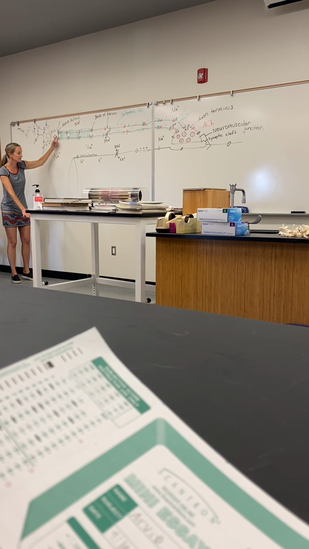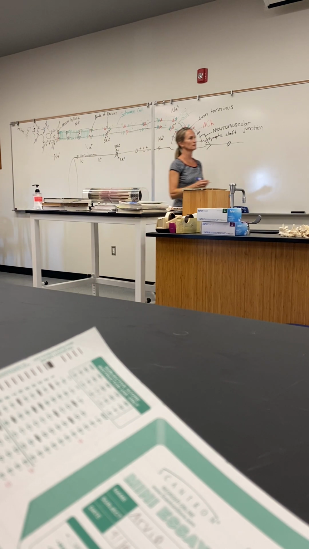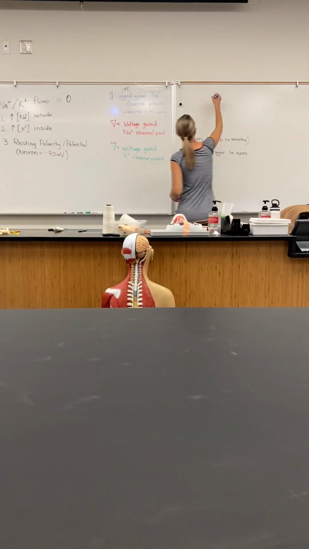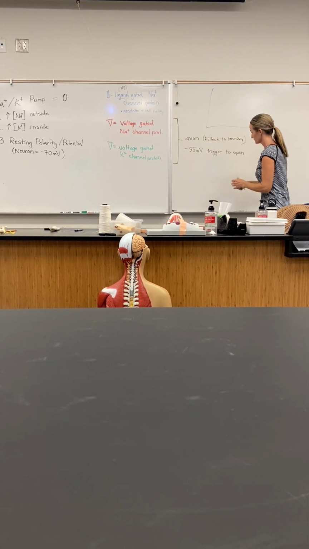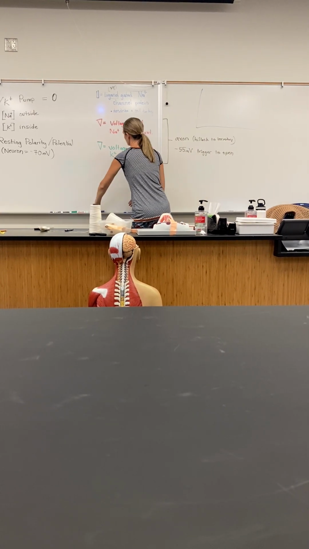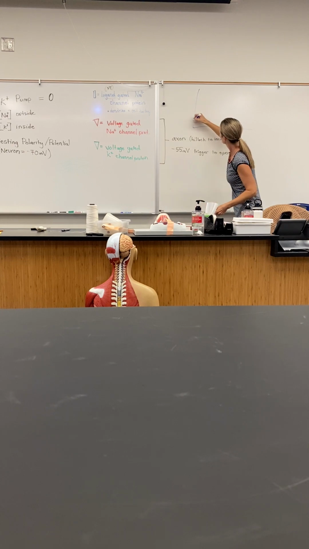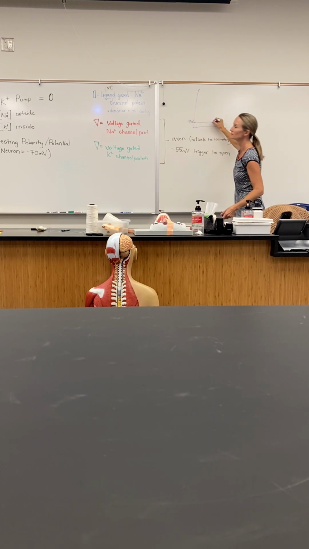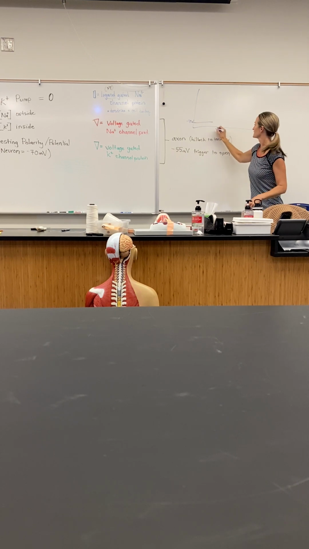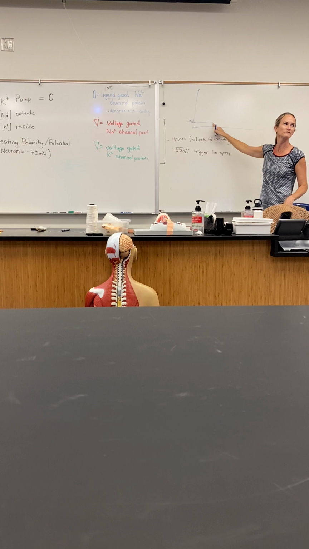If we were graphing this, it would look something like this. It would look like -70, right? That's at rest. A little bit, and this is time down here on the x-axis. So hanging out at rest for a long period of time.